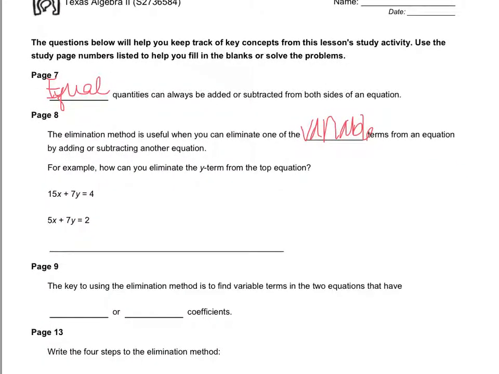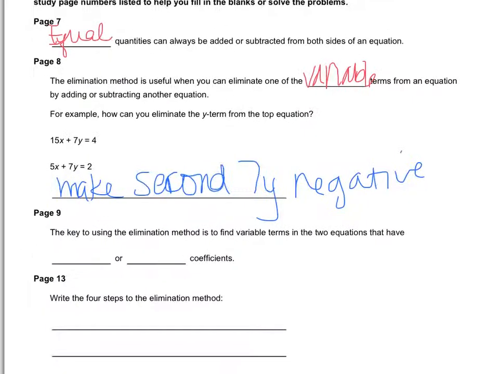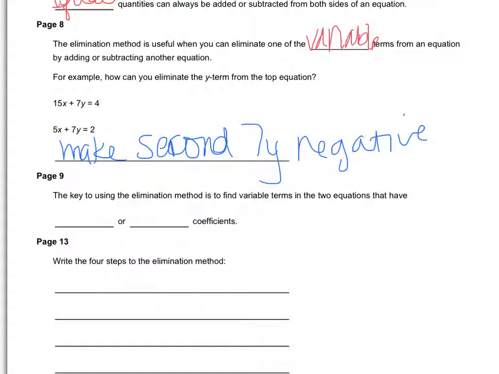For example, if you wanted to look at the equations 15x plus 7y equals 4, and 5x plus 7y equals 2, well, if you wanted to eliminate the y variable, all you would have to do is make the second 7y negative. And if you did that and combined those equations together, then the y's would completely disappear.